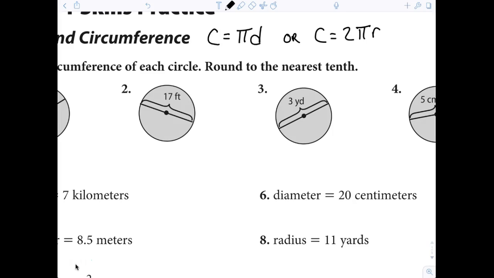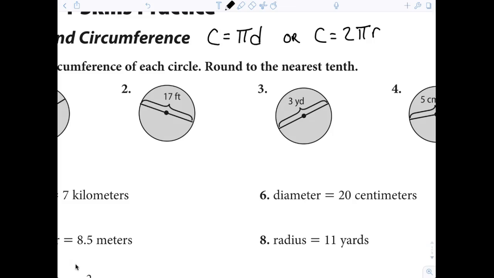It's very simple. I'm not going to have to explain much today. The circumference is just how far around the circle. One rotation, one revolution, one complete going around the circle. That's what's meant by circumference.